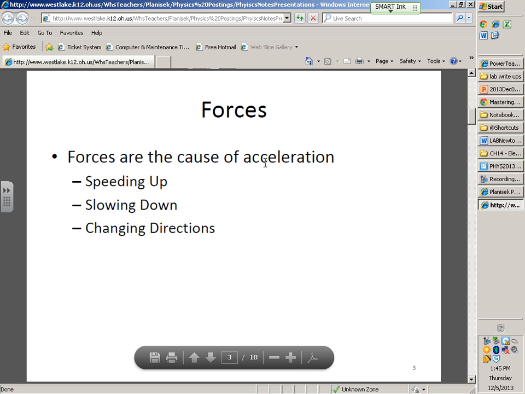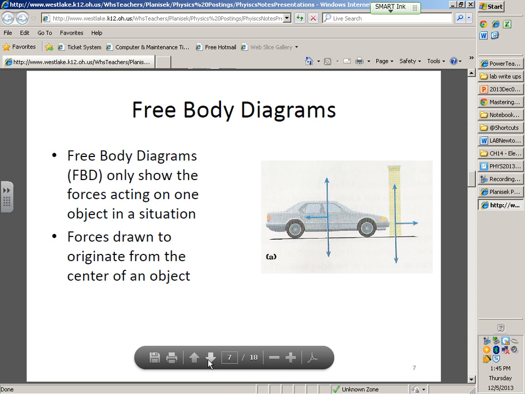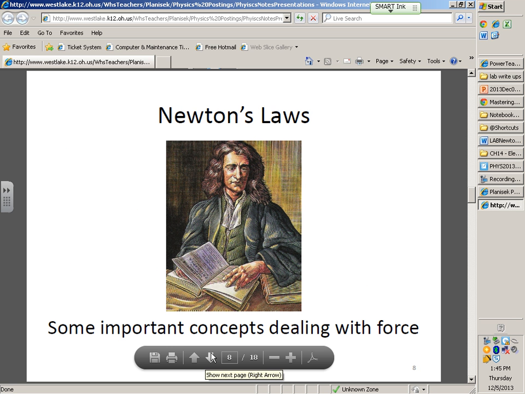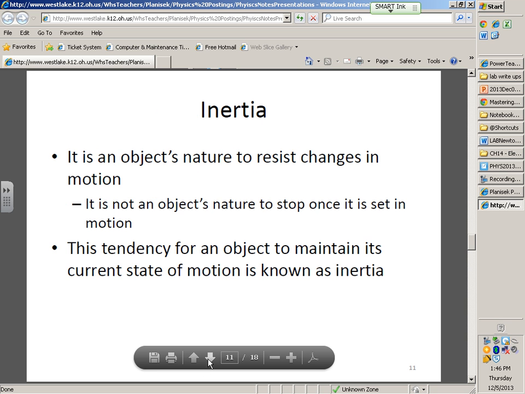After we introduced the ideas of force, we went in and talked about some of the key concepts, right? First key concept is Newton's first law. Newton's first law gets summarized with one word, right? What is that one word? Inertia. Inertia being that tendency of an object to maintain whatever it is currently doing.